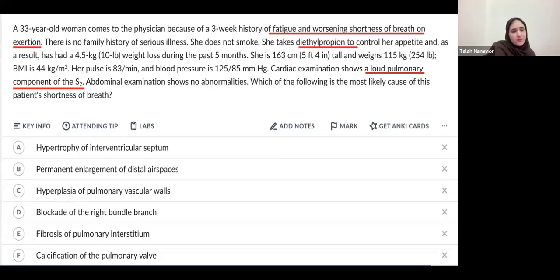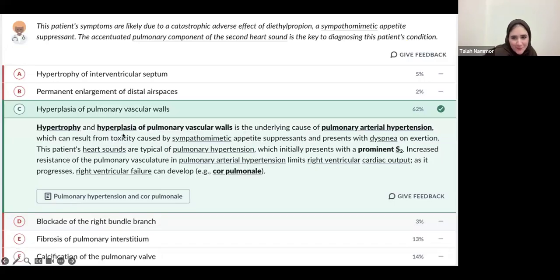F classification of the pulmonary valve. Does everyone agree? Because loud S2, F. Or C. Like, okay. It's okay, guys. Listen.